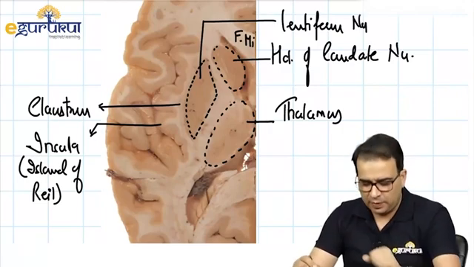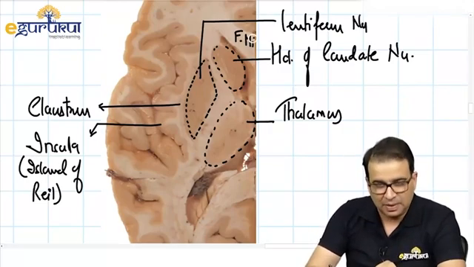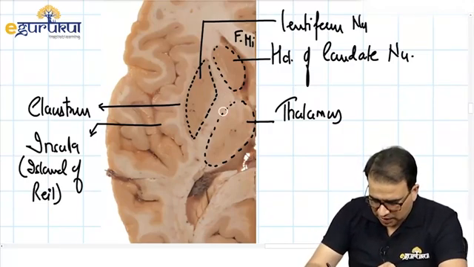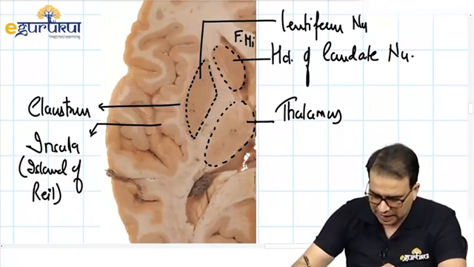Now look at the white matter in between. One white matter you already saw, that is the forceps minor here. Now this white matter which is running in this manner here, this is the internal capsule.